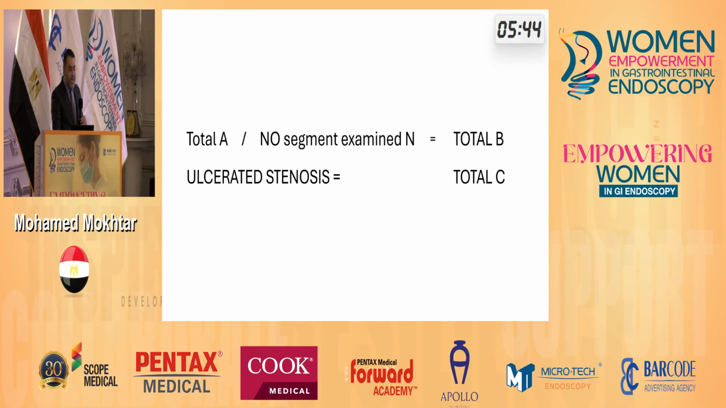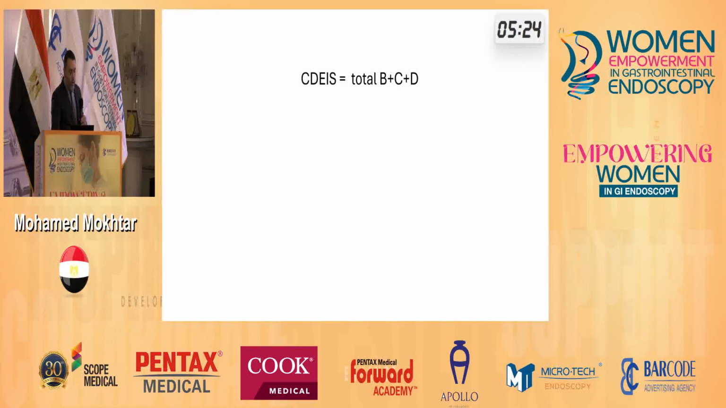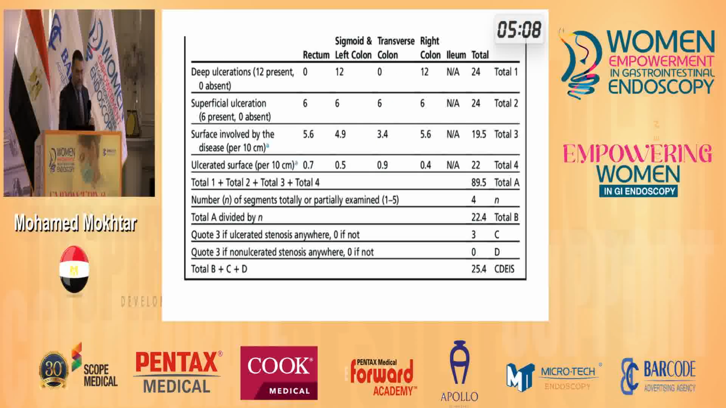Total B will be added to the ulcerated stenosis score. If ulcerated stenosis is present it has 3 points; if absent, 0. This is total C. Non-ulcerated stenosis present has 3 marks; not present has 0 marks. Total B, C and D summed is the Crohn's Disease Endoscopic Index of Severity. Again, B is A divided by N, where N is the number of segments, 1, 2, 3 or 4.